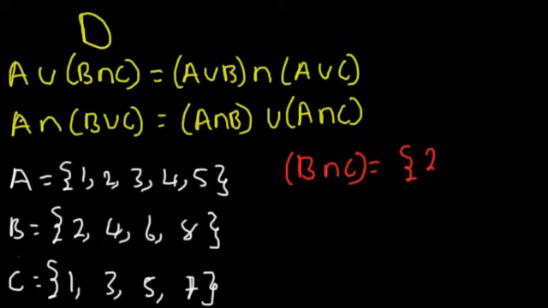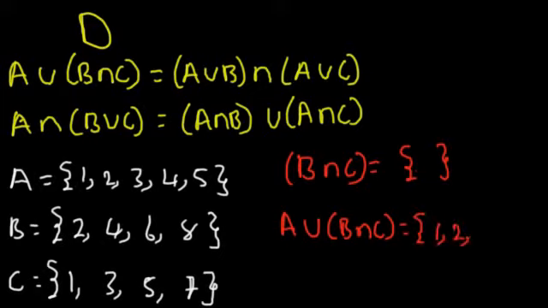So this is B, this is C. B intersection C will be the elements in common between B and C. There is no common element between them, so it will be an empty set. Now A union (B intersection C) will be equal to what? We want all the elements in B intersection C and A, so this will simply be 1, 2, 3, 4, 5.